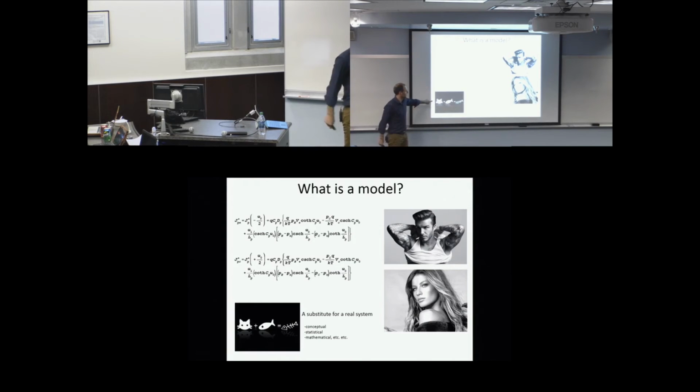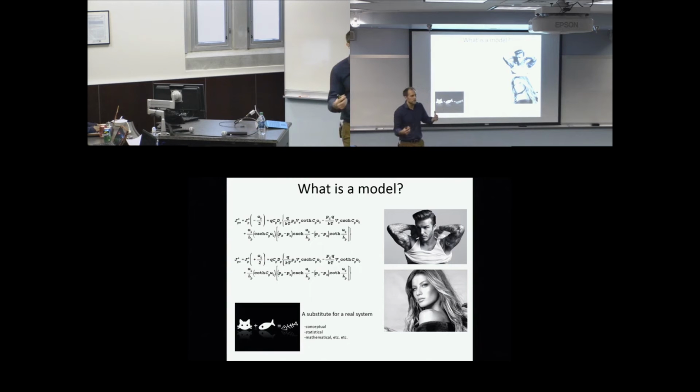Let's skip that and go to the point again, which is that a model is really just a substitute for a real system. We're just trying to simplify something that we don't quite understand and see if we can match up our output with what we think we see in the real world. And models can be conceptual, statistical, or mathematical.